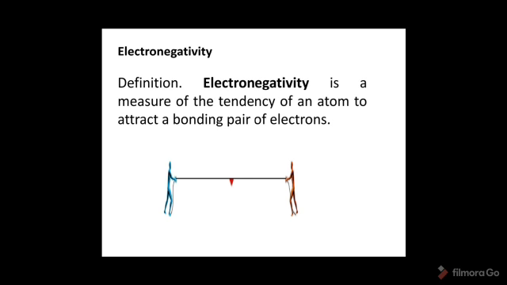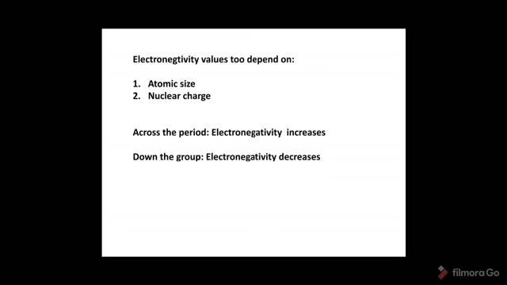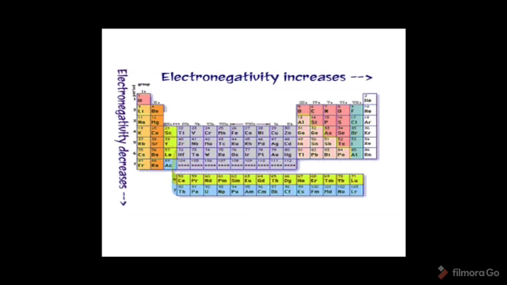The tendency of an atom to attract the bonding pairs of electrons is called electronegativity, and this increases when you move from left to right in a given period, and decreases in a given group from top to bottom. When you move from top to bottom in a given group, the electronegativity decreases. Electronegativity increases across the period. Electronegativity decreases down a given group.